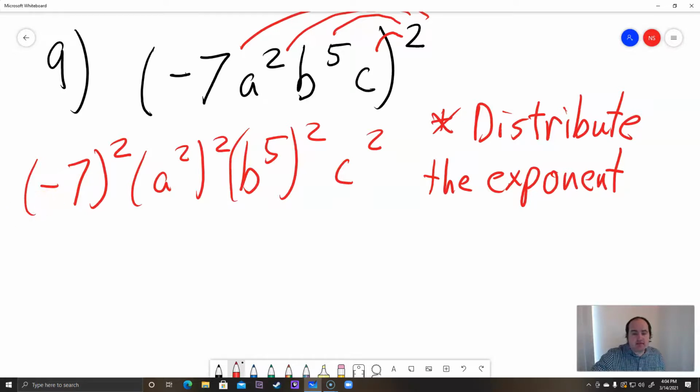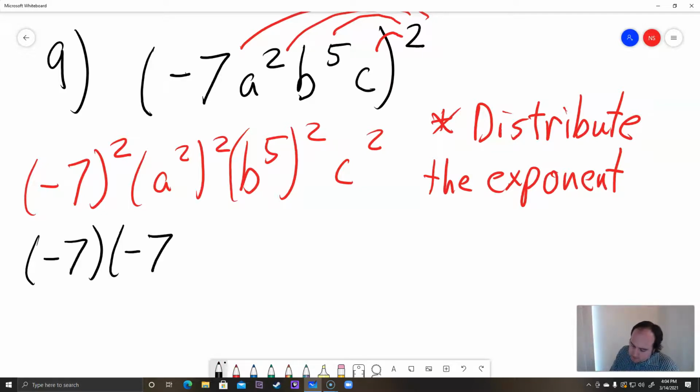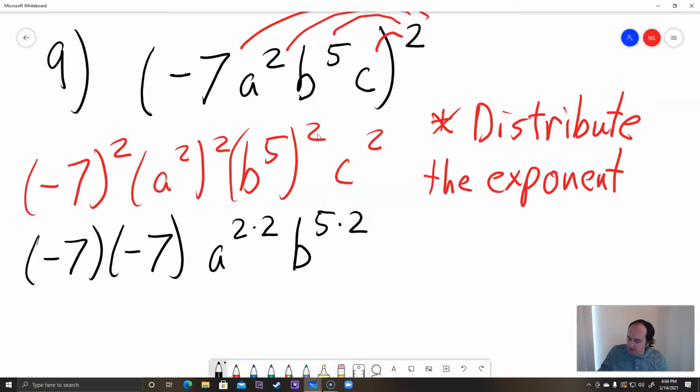Starting with the negative 7 squared, remember that that means negative 7 times negative 7. And then for the a squared squared, you're raising an exponential to a power, so you multiply the exponents. That's going to be a to the 2 times 2. And for the b to the 5th squared, we're multiplying the exponents, so that's going to be b to the 5 times 2. And then finally, we have c squared, but c squared is already simplified, so we don't have to worry about that one.